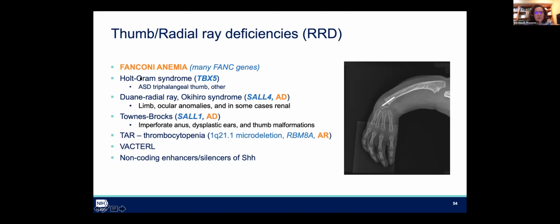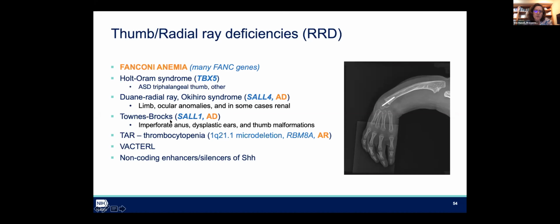There is an important differential to keep in mind, especially Fanconi anemia. There are going to be several talks and discussions on that, but these syndromes: Holt-Oram is atrial septal defect with phalangeal thumb; Duane radial ray or Okihiro, caused by SALL4, causing limb, ocular anomalies and renal in some cases.